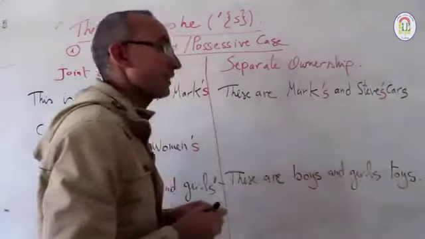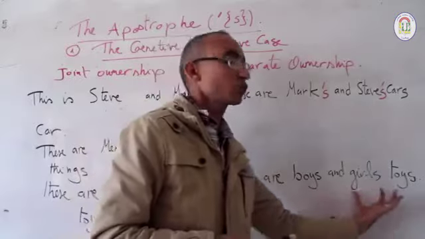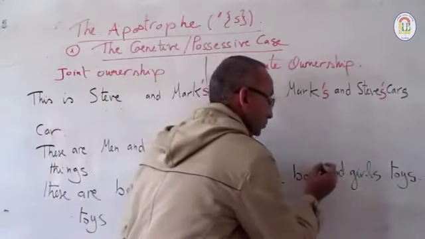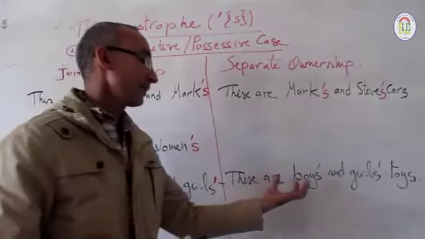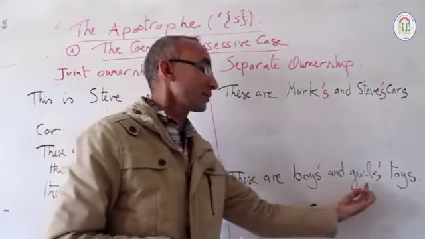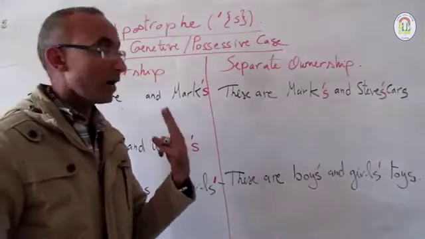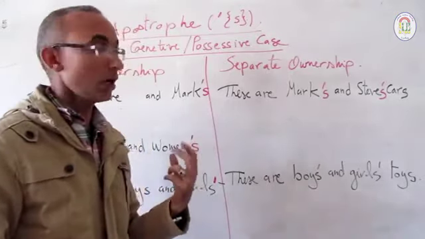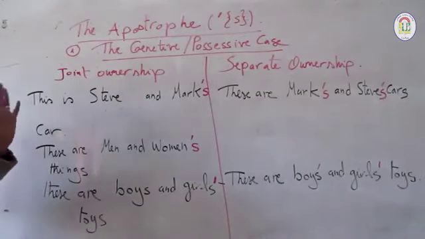Toys. Now here I want to say that each part has its own toys. Here we have separate ownership, expressed by putting only an apostrophe at the end of each owner's name. Clear? Boys' and girls' toys. It means we have two different owners with two different properties or possessions. Clear? So, as you see here, these are the two cases of ownership.